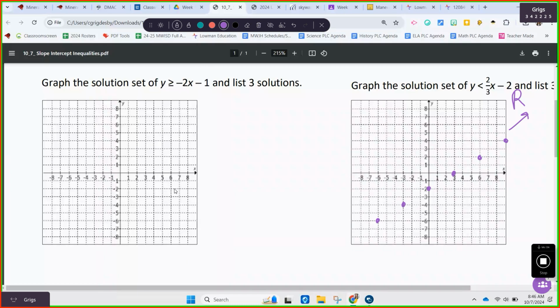Alright, now let's annotate my inequality. Y is less than. Less than, so which direction am I going to shade? Below. Is it a dashed line or a solid boundary line? Dotted. Okay. And then I'm going to pick an arrow, and if I'm shading below, my arrow will point this way.